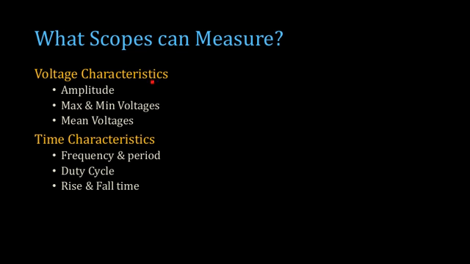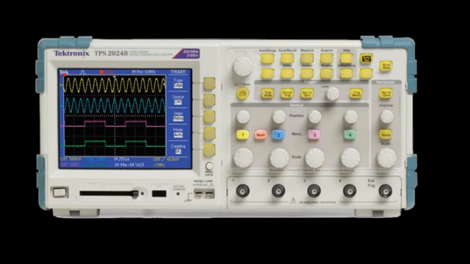Now the scopes can measure amplitude, maximum and minimum voltages, average voltages, frequency, period, duty cycle, rise and fall time of different signals. These are some of the quantities that can be measured using DSO for a basic signal.